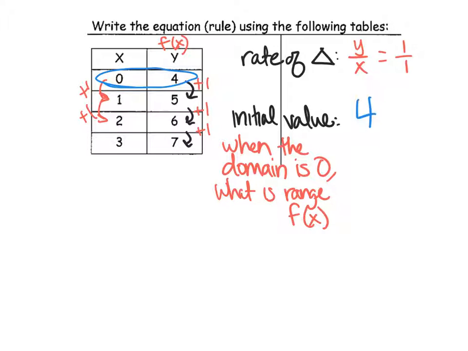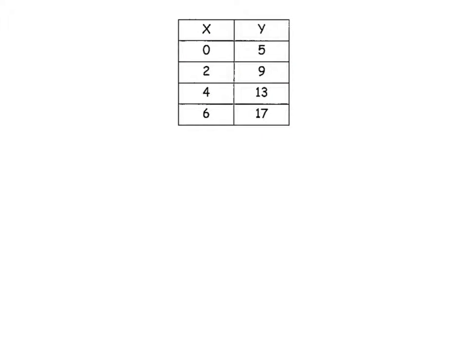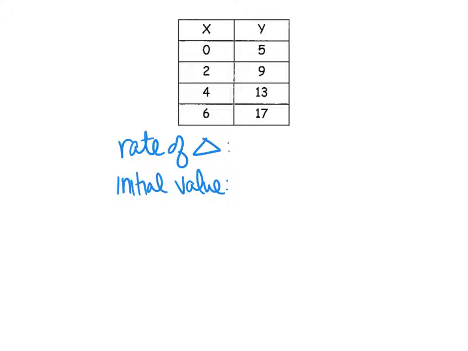Okay, good. That's all we're doing for these first 5 problems. Figuring out what's the rate of change and our initial value, our 0. Second one, I need to know my rate of change and my initial value. How does 5 become 9? How does 9 become 13? How does 13 become 17? Plus 4, plus 4, plus 4.